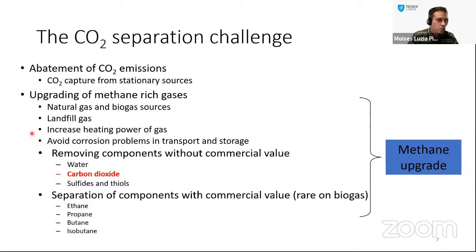So we need to do this to increase the heating power, also avoid corrosion problems, and instead of just removing components without commercial value, we can also remove other ones with more commercial value. These are rare on biogas, but they appear sometimes on natural gas. So in this case, we are talking not about carbon capture, but about methane upgrade.